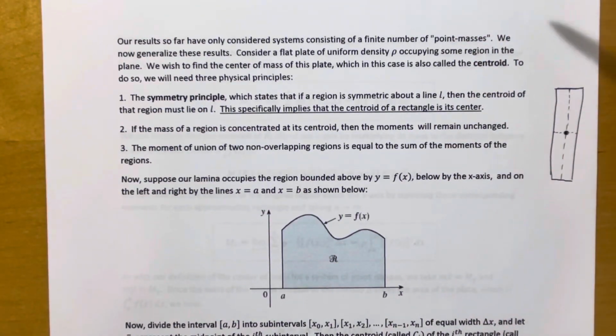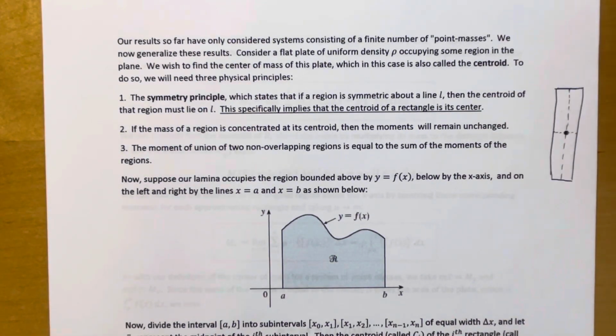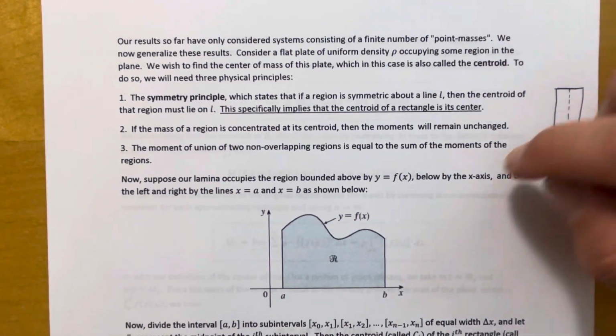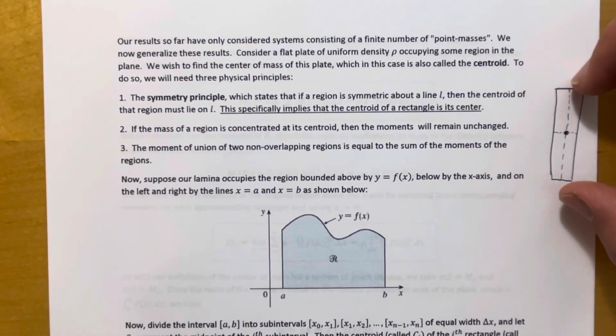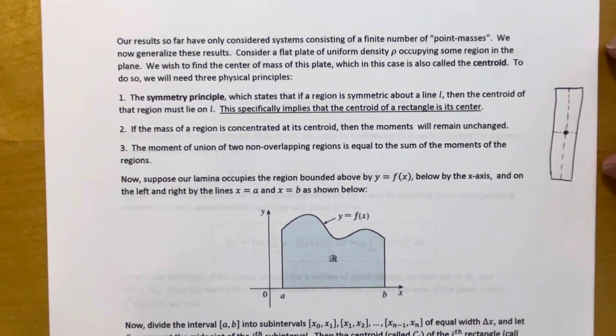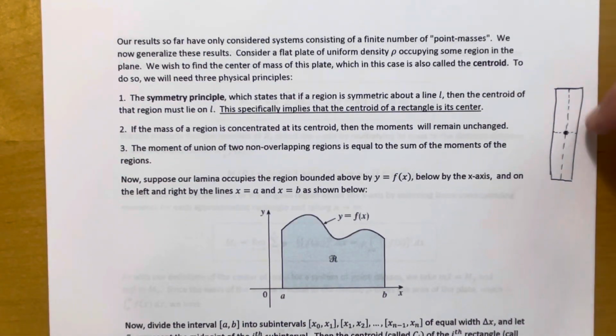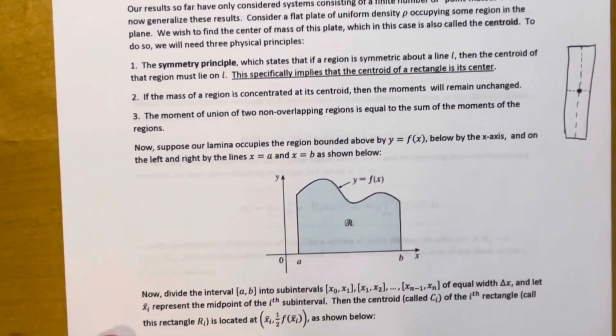Finally, the third principle is that the moment of a union of two non-overlapping regions is equal to the sum of the moments of the regions. We're going to use rectangles with that idea. If I take two rectangles, maybe of different sizes, and put them side by side, each rectangle has a moment that we could assign to it. When I put those two rectangles together and consider them one region, the moment of that region is the sum of the moments of the two pieces I used to put it together. That's what this third thing is saying. So again, when we get to the place where I need these principles, I'm going to mention them.